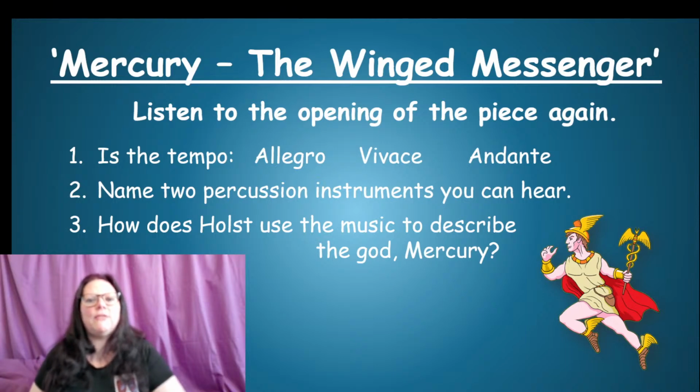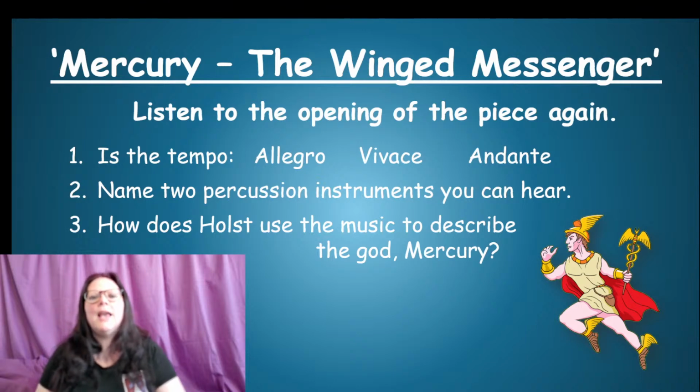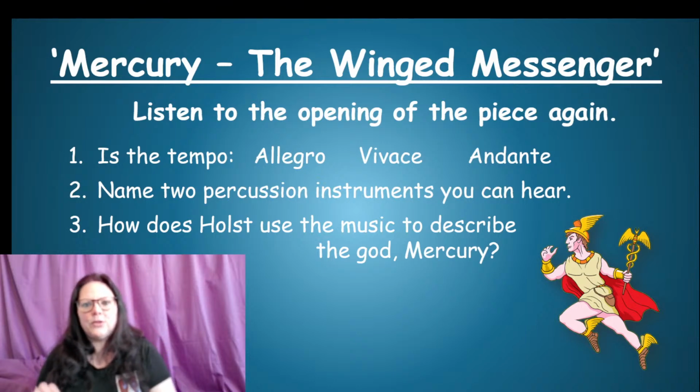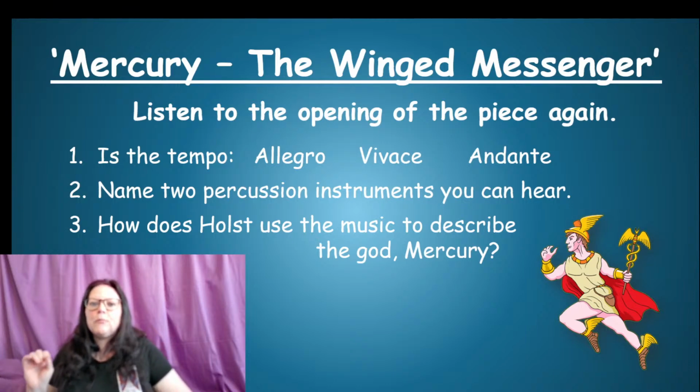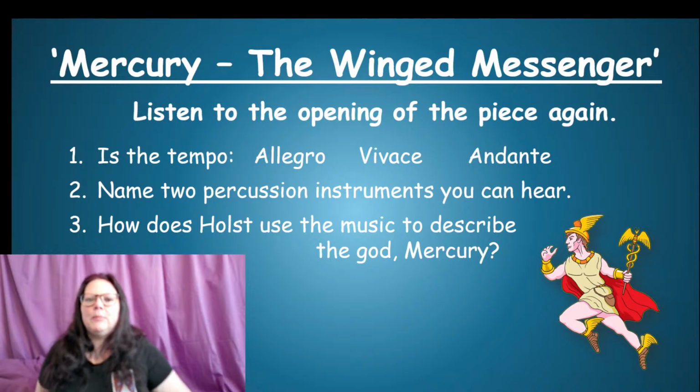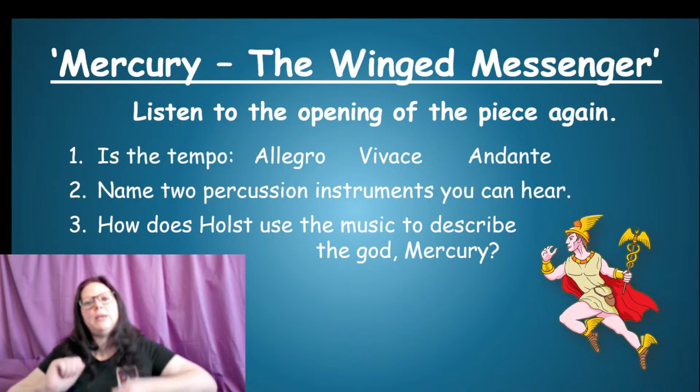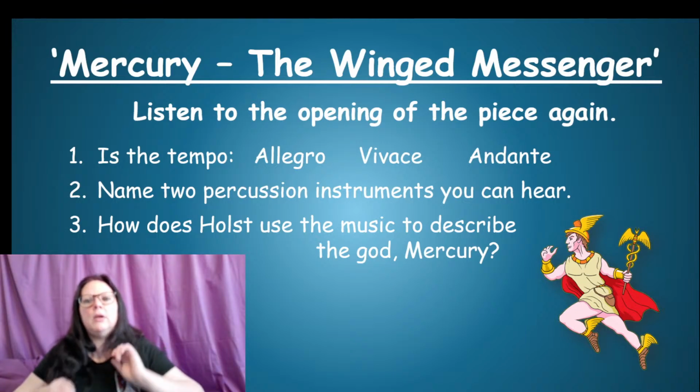Is it vivace? Or is it andante? So that's our first question. Think about the tempo. Tempo is speed. Is it allegro, vivace, or andante? The second question, this is quite tricky because it is a grainy old recording, but you can hear them. Name 2 percussion instruments you can hear playing. Percussion instruments, remember, are instruments that you hit with beaters or sticks or with your hands.